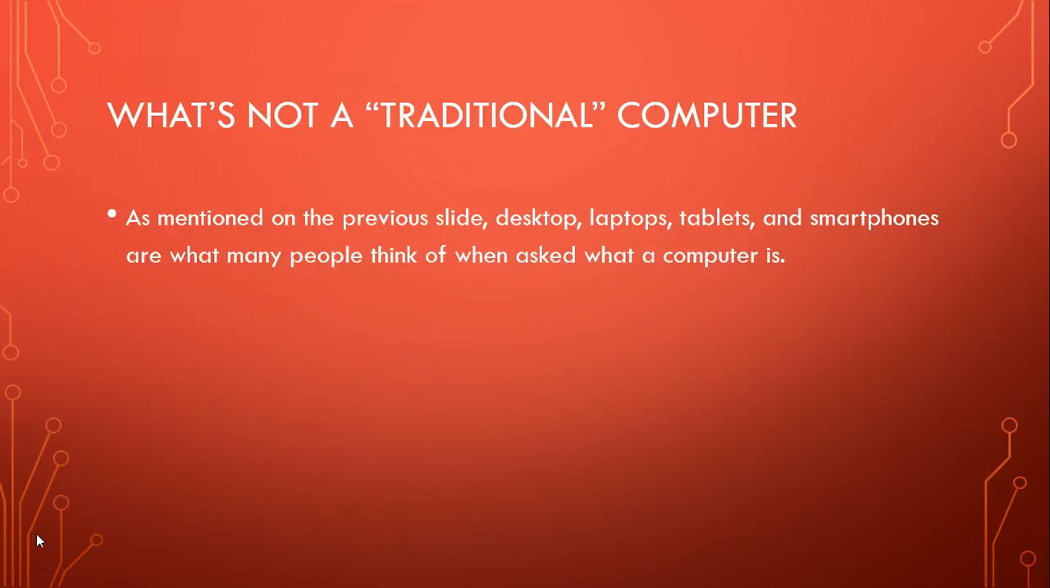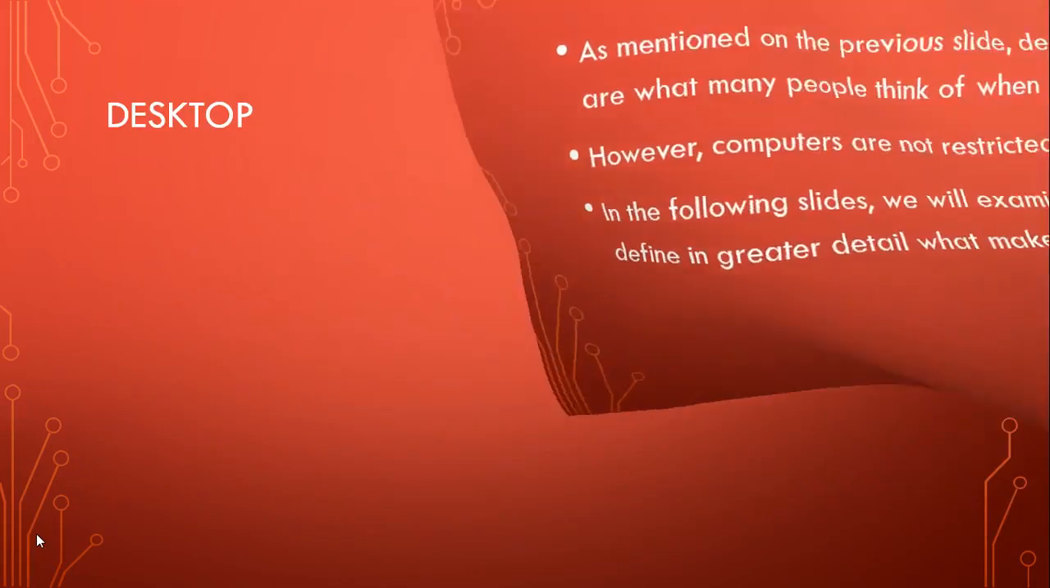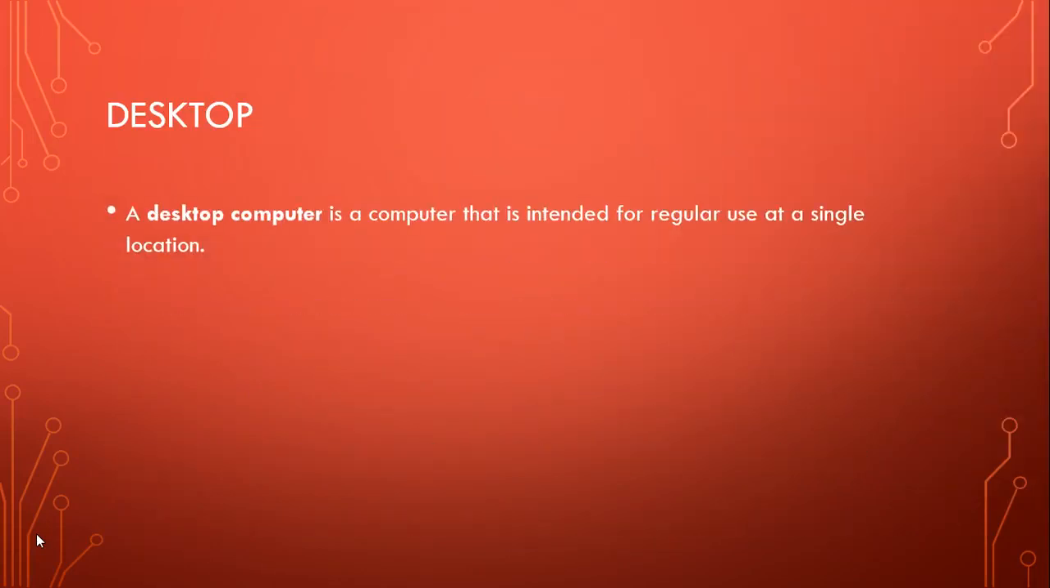As mentioned on the previous slide, desktops, laptops, tablets, and smartphones are what many people think of when asked what a computer is. However, computers are not restricted to these. In the following slides, we're going to examine some non-traditional computers, not all of them. There are so many different things that we could go through that wouldn't necessarily have relevance to this course, or the field of computing is so large that we won't be able to list everything. And define in greater detail also what makes a traditional computer. So let's start first with the desktop. This is one of the traditional computers.